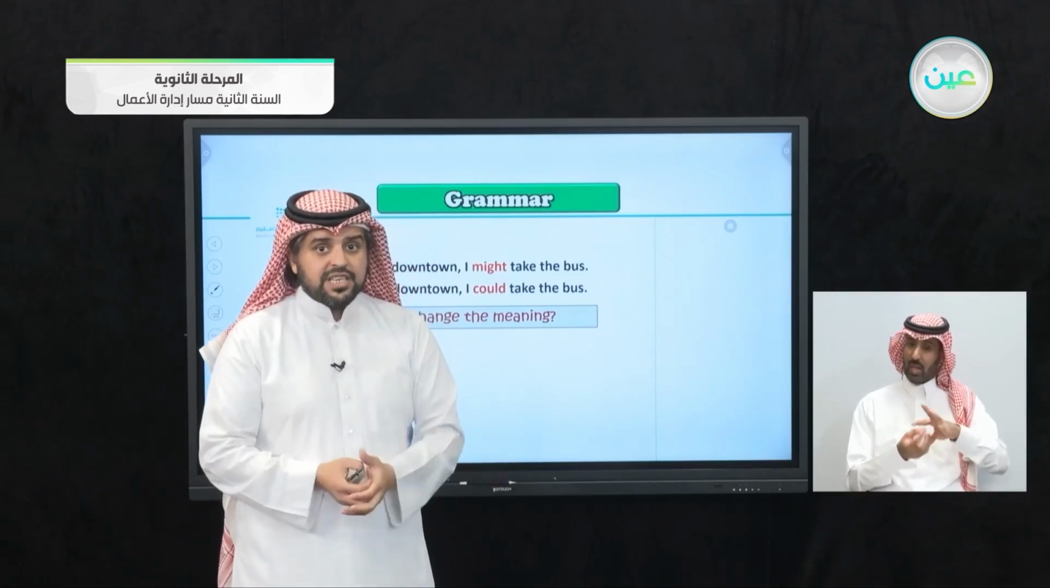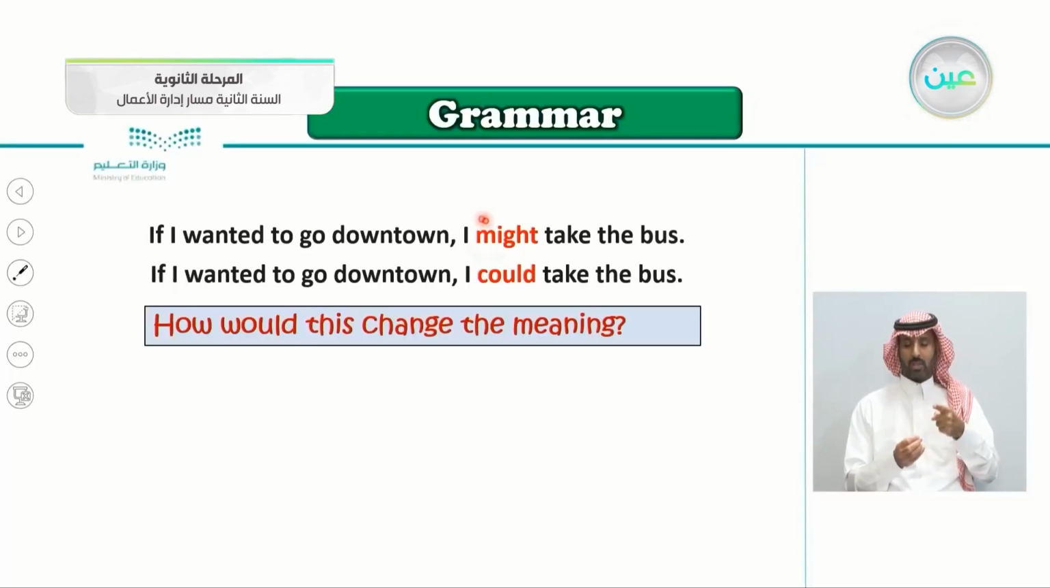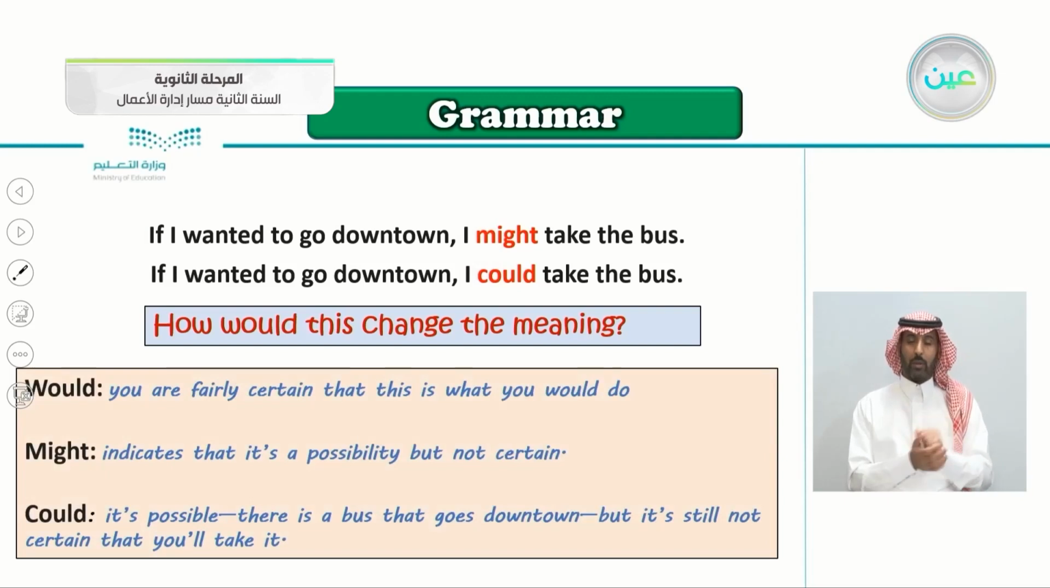Of course, the meaning changes if I use might, could, or would. But the question is, how would this change the meaning? With would, you are fairly certain this is what you would do. Again, if you use would, you are 100% sure this is what you would do. If you say might, this indicates that it's a possibility, maybe, but not certain. I might take the bus, I'm not sure. I might take the bus, maybe the taxi, I don't know.